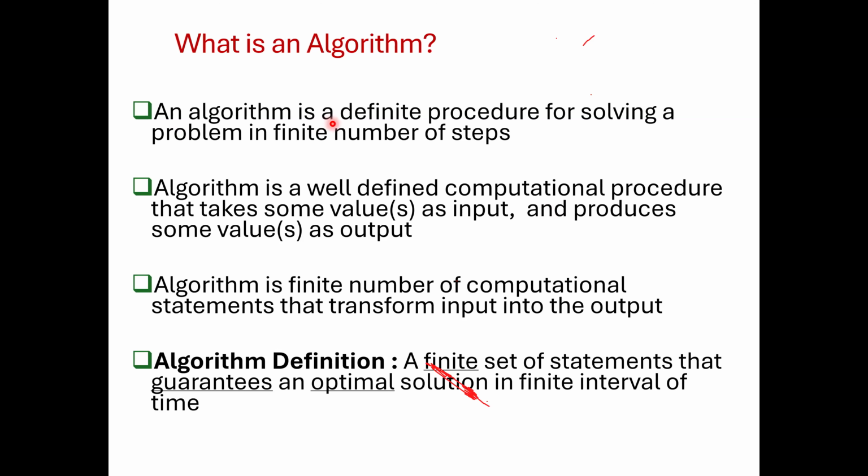The first one says an algorithm is a definite procedure for solving a problem in a finite number of steps. Now, what are the key takeaways here? Definite procedure for solving a problem. If it is an algorithm, it must solve a problem, right? If the algorithm doesn't solve a problem, it is not an algorithm. So one key thing is that the problem at the end of the algorithm must be solved.